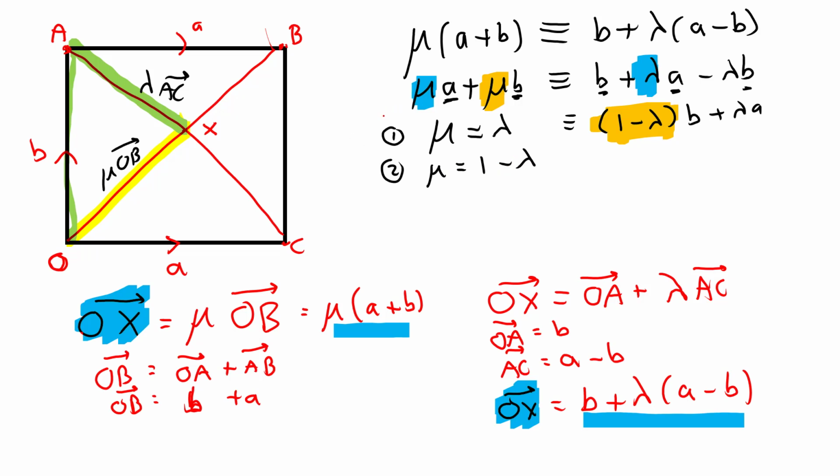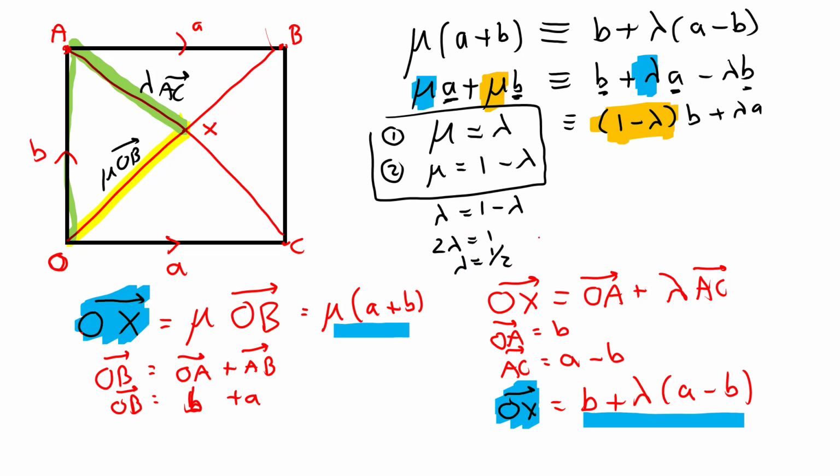Now we can solve this simultaneously. We can just substitute 1 into 2. We have that mu is equal to 1 minus mu. So, they're actually lambdas. Lambda equals 1 minus lambda. 2 lambda equals 1. So lambda equals a half. Similarly, that means that mu is a half. And there we go. We've got to our answer.